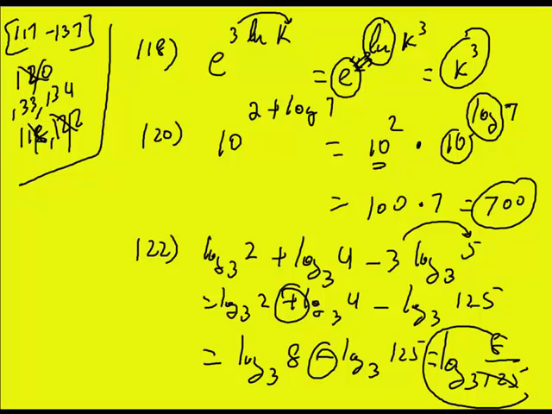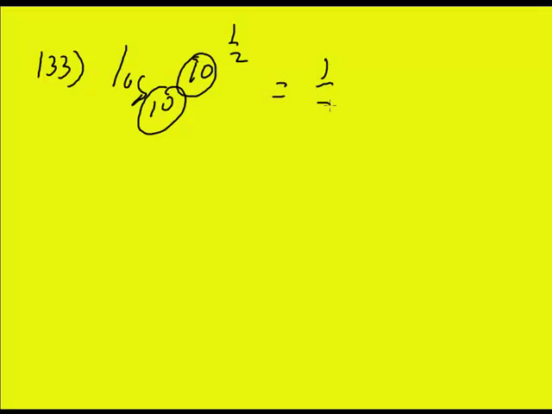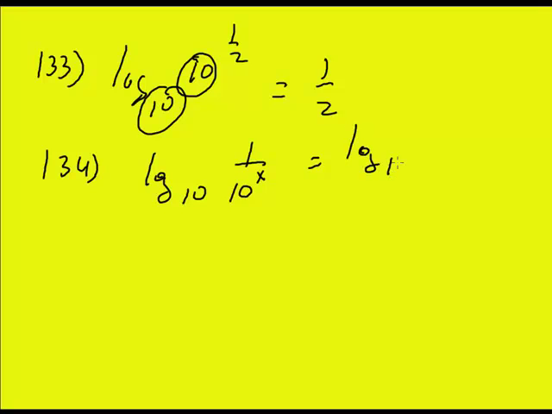Okay, 133 and 134, last two. 133. Simplify log base 10 of 10 to the 1/2. That base and that base match up. They undo each other, I get 1/2. 134. Log base 10 of 1 over 10 to the x. That is the same thing as log base 10 of 10 to the negative x when I move it to the top. Now the bases match up. My final answer is negative x.